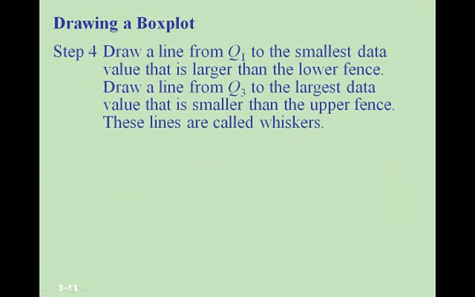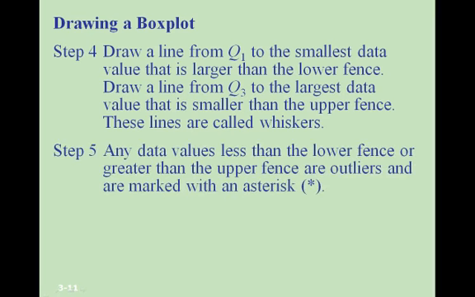Step 4, we draw a line from Q1 to the smallest data value that is larger than the lower fence, and draw a line from Q3 to the largest data value that is smaller than the upper fence. These lines are called whiskers. Step 5, any data values less than the lower fence or greater than the upper fence are outliers and are marked with an asterisk.